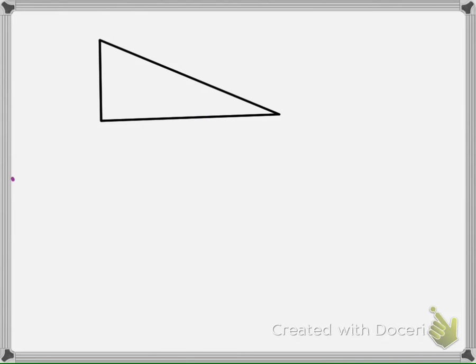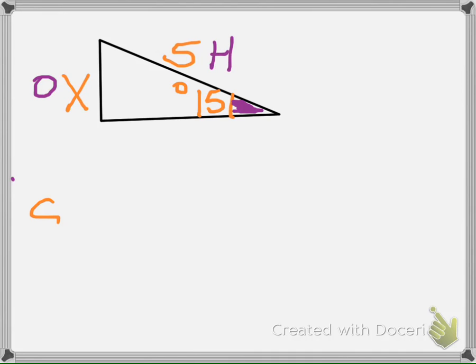So now we have a problem. We're going to see how to utilize these ratios. We have an angle, we have the hypotenuse, and we have the opposite side to that angle. This we're going to call X. So this is the angle, the opposite leg to that angle we're going to call O, and of course the 5 is the hypotenuse. We're going to label it.